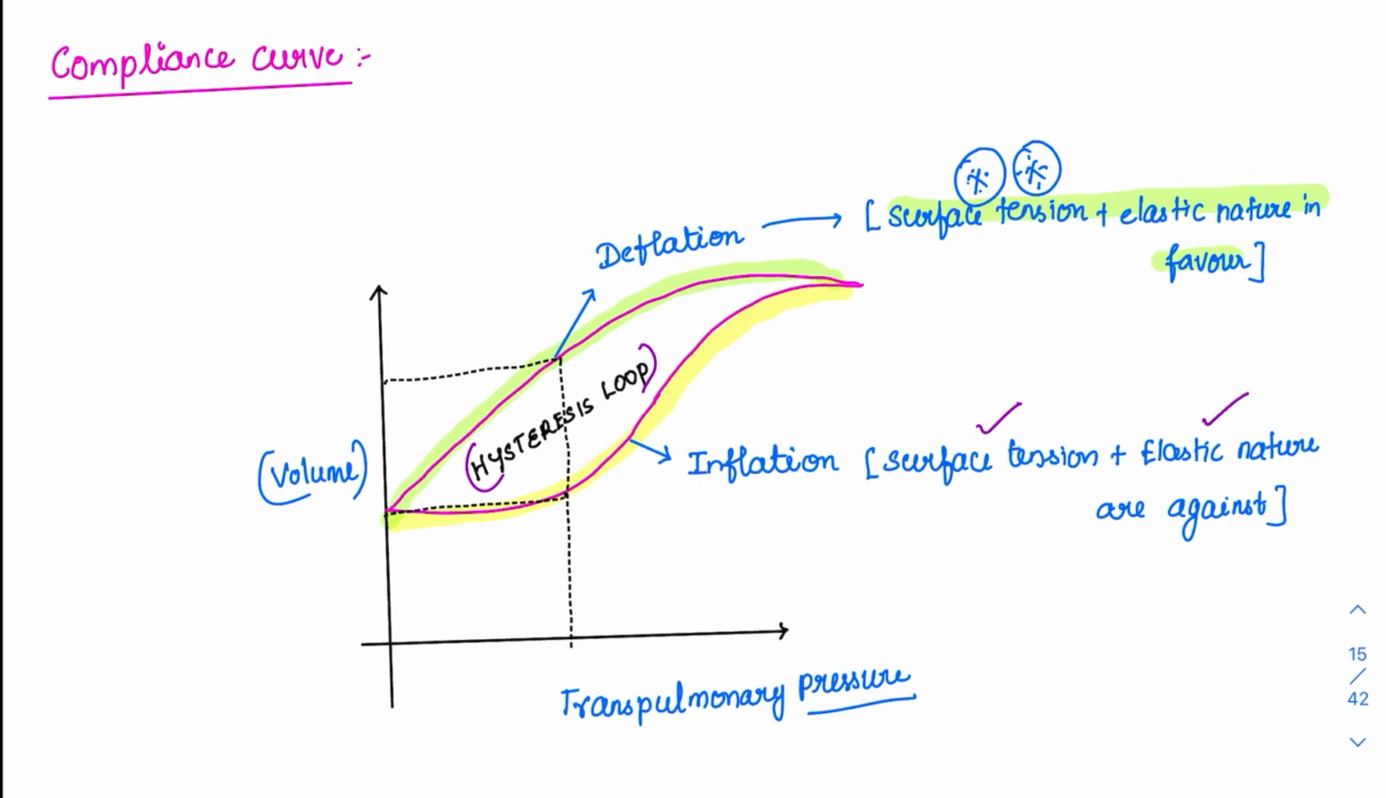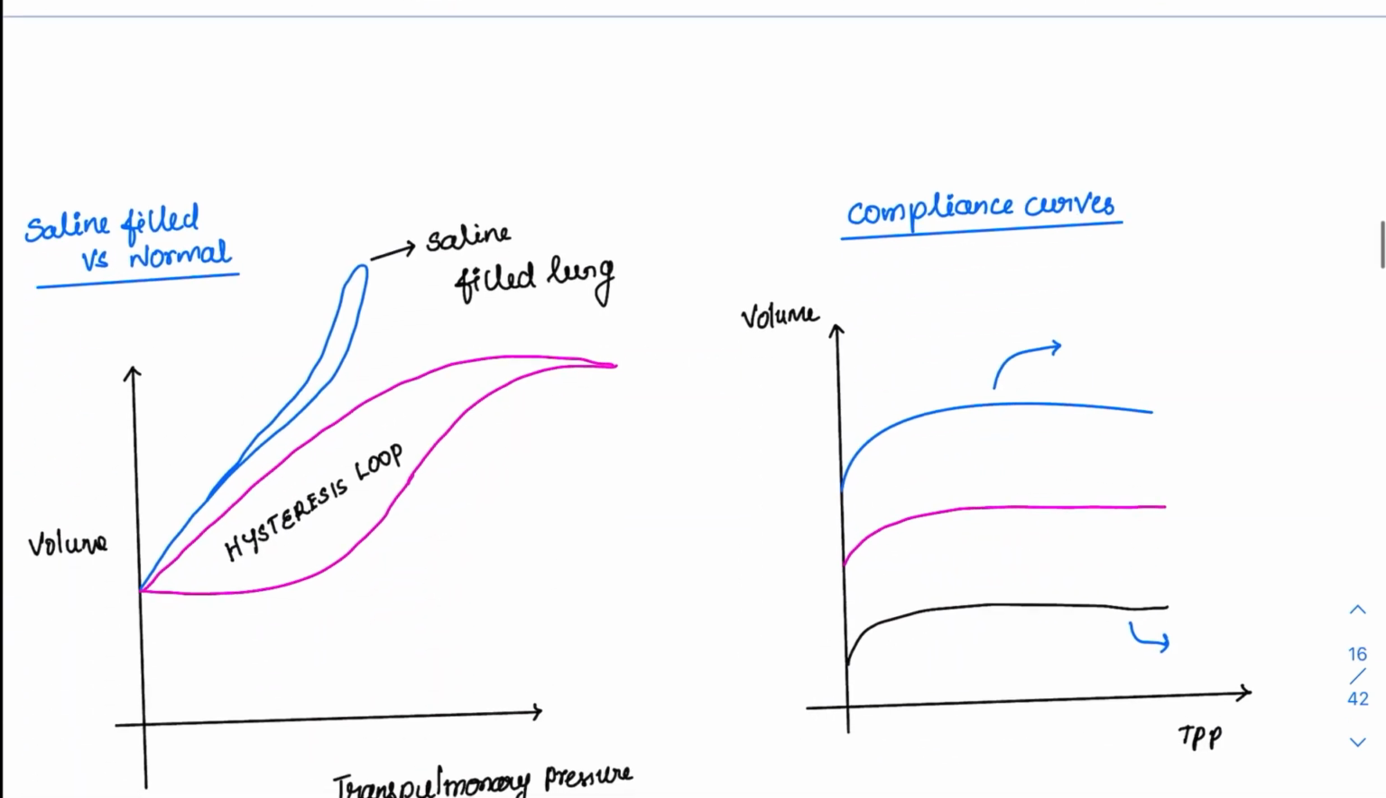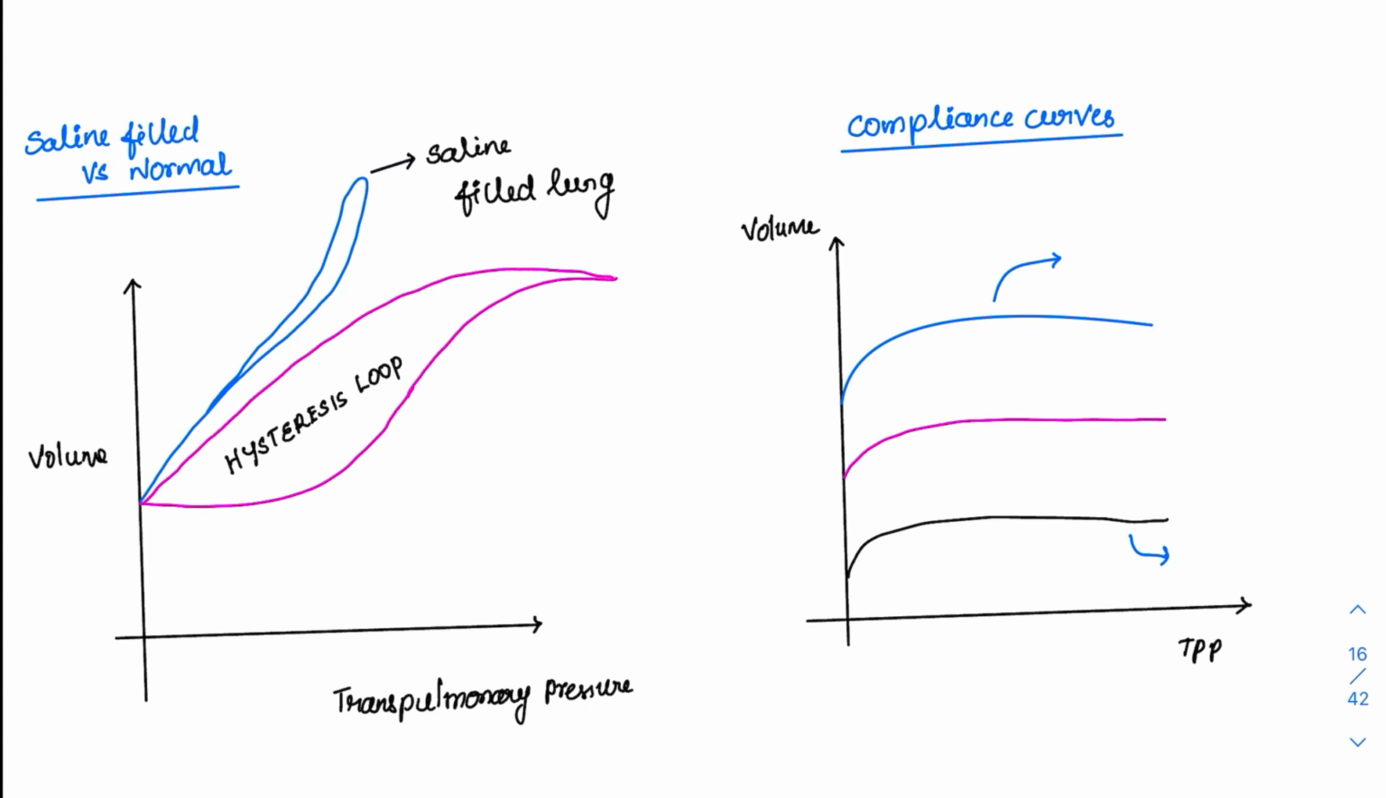Surface tension is the most important factor among these two. So they experimentally wanted to prove that if we remove the surface tension, the compliance of the lung should improve. How can we remove the surface tension? Surface tension happens only whenever there is an air-water interface. If we abolish the interface, there is not going to be any surface tension. So they tried to fill the lung with saline and compared it with the normal lung. Obviously, a saline-filled lung is completely useless, but they still wanted to study how far surface tension affects compliance.